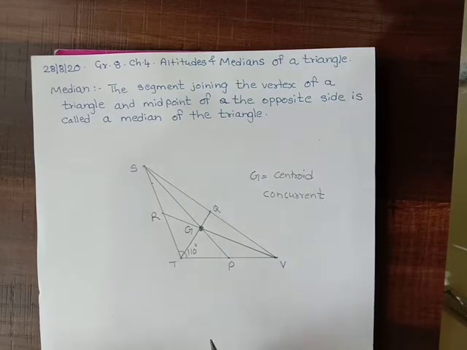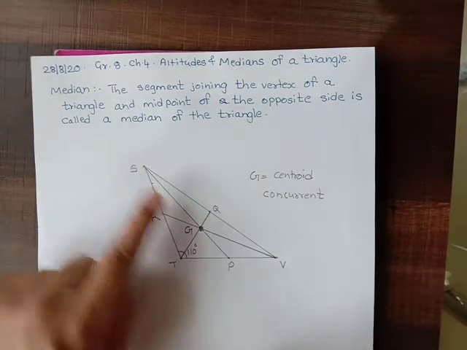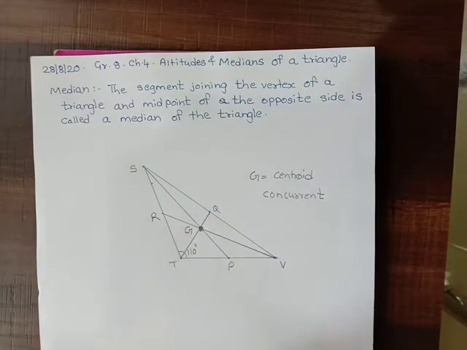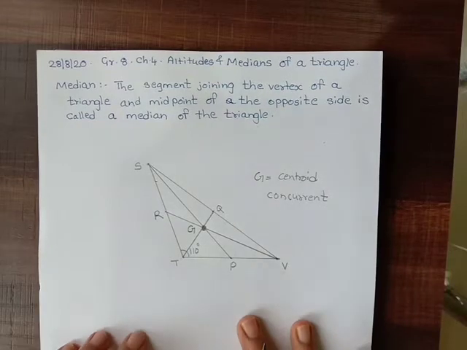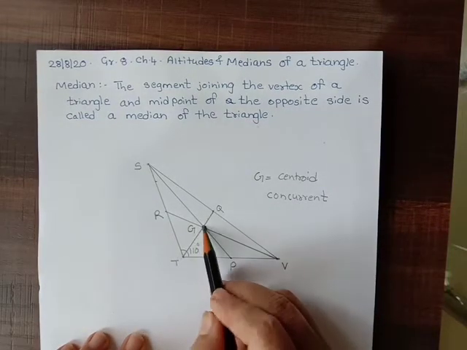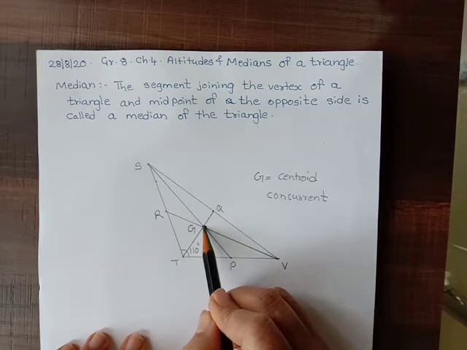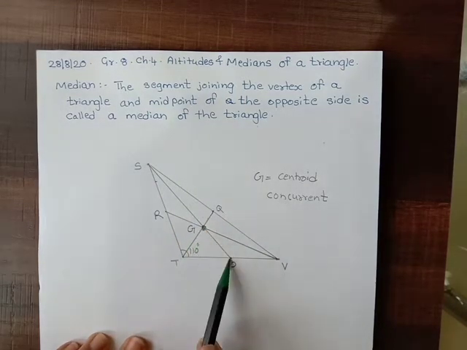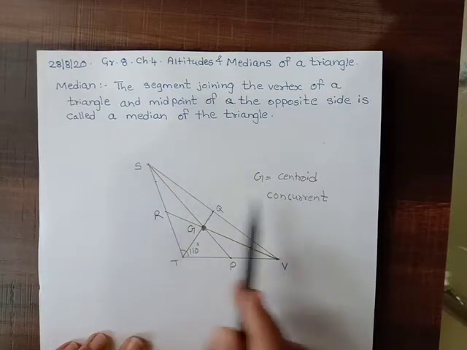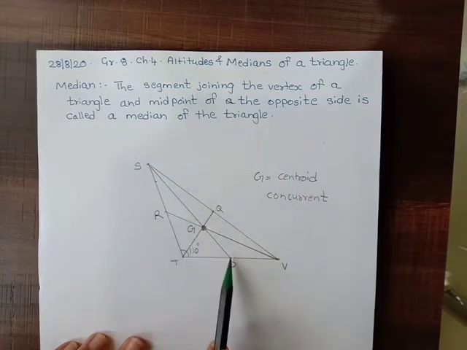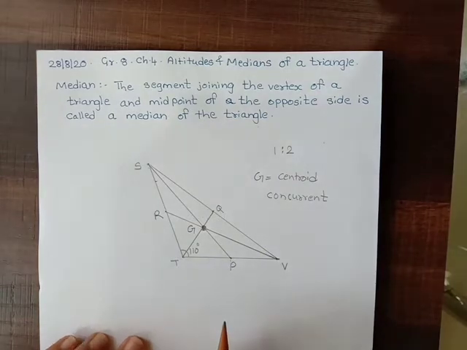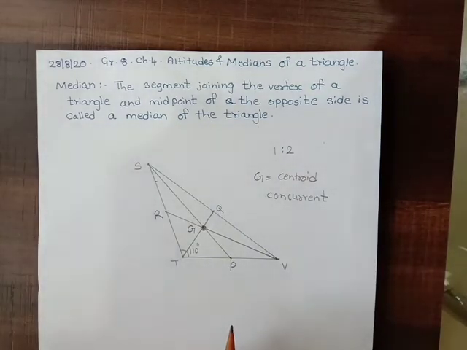This is important. So what are the names of medians we have seen? SP, RV and TQ are three medians. Now the most important point which you should remember about the medians is that if you calculate the length of SG to GP, then GP will be half of SG. That means the centroid is dividing each median exactly into the ratio 1:2. Okay, the ratio is 1:2.